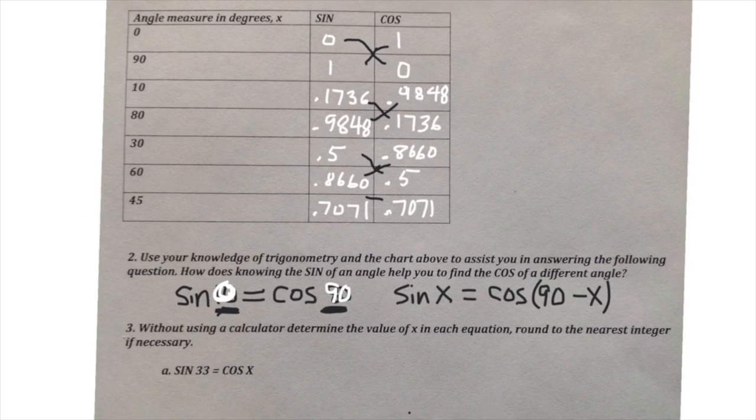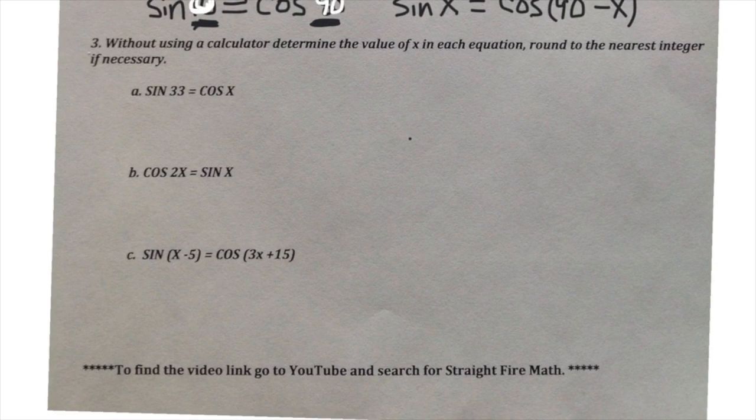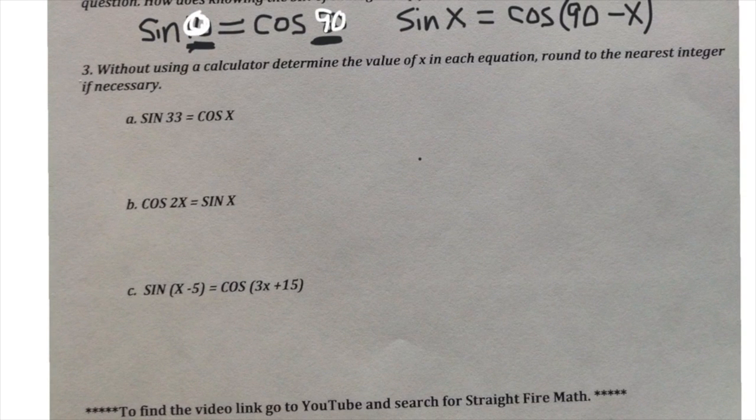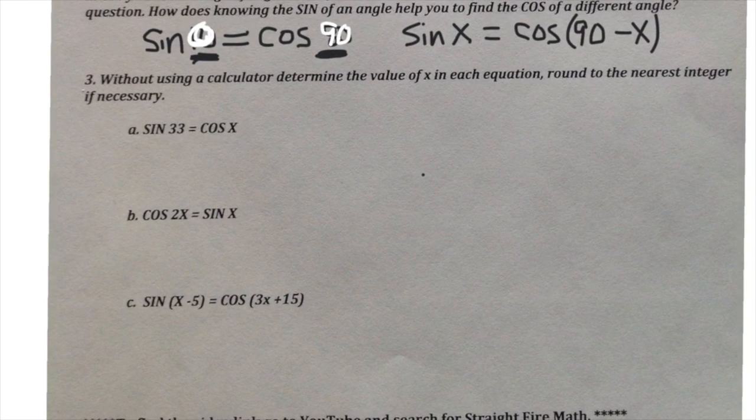Alright, so let's see what this is all about. It says, without using a calculator, determine the value of x in each equation. So if we play that game again, angle x would have to be the complement of 33, which would be 57 degrees. And you can check that on the calculator. The sine of 33 is about 0.54, and the cosine of 57 is also 0.54. So x would have to be 57.